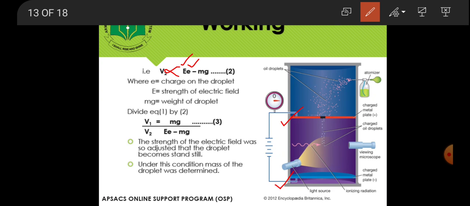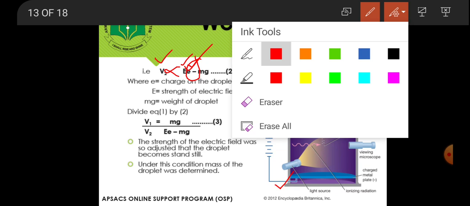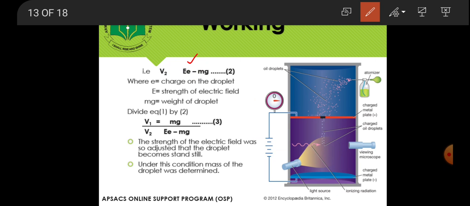Oil droplets can pick one electron, two electrons, or more than two electrons. And when the oil droplets pick more electrons, then the charge on the oil droplet becomes greater. So the velocity depends upon the charge which is present on the oil droplet. If the oil droplet carries a greater negative charge, then the velocity will be greater. And also if the strength of the electric field is greater, then also the velocity is greater.